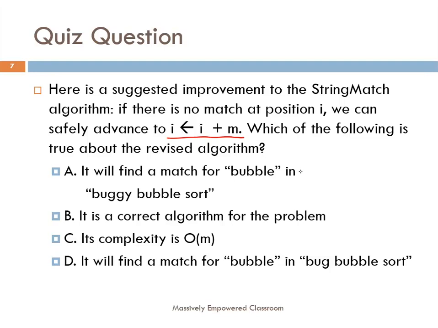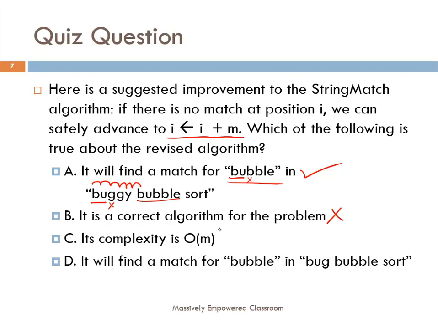Well, option A is true. What happens is, you start matching BU to this BU, then there is an unsuccessful match because this B doesn't match this G. So now we do i equals i plus m. M in this case is 6, since the pattern has 6 characters. So from here we jump 6 steps: 1, 2, 3, 4, 5, 6. So you come to the correct position in this case, and the bubble will match the bubble, and it will actually find a successful match. But this is not a correct algorithm, because as you will see in option D, it will not find a match even when this pattern occurs in the text.